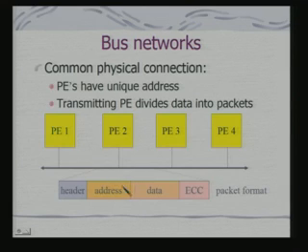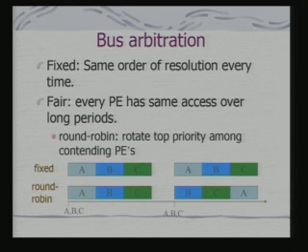Now, this address would tell possibly the PE whether this data is meant for it or not. So, effectively data would flow on the bus. The bus is common among the processing elements, and depending on the address a processor would know whether it is intended for it or not. Obviously, in such cases arbitration, just like in any other bus like a typical processor bus, the arbitration here also is of importance. So, you can have similarly fixed arbitration, same order of resolution every time, or you may have a round robin. If it is a round robin, we say it is fair, because every PE has same access over long periods.